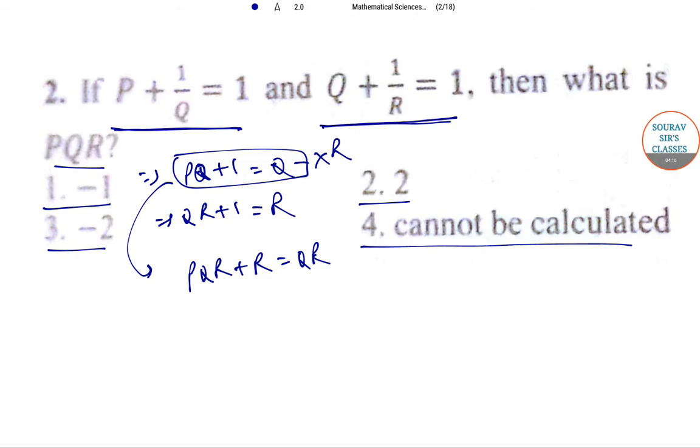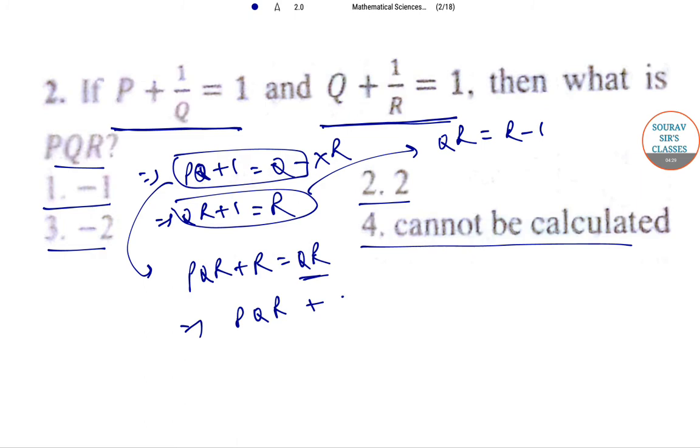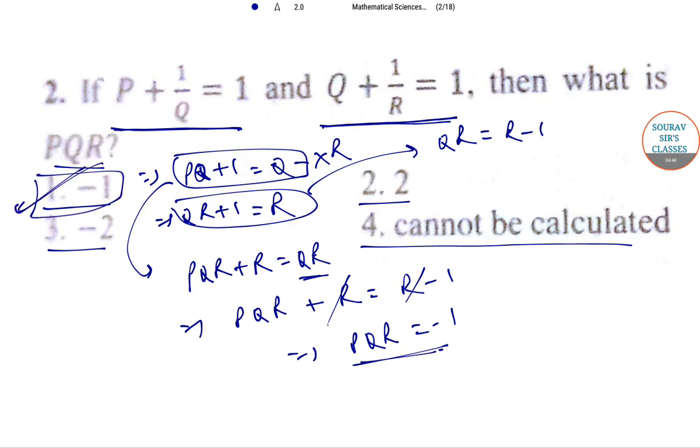But from here, that is from this equation, we get qr is equal to r minus 1. Now replacing the value of qr, therefore pqr plus r is equal to r minus 1. So r cancels out and we get pqr is equal to minus 1. Therefore, option 1 gives us the correct option.